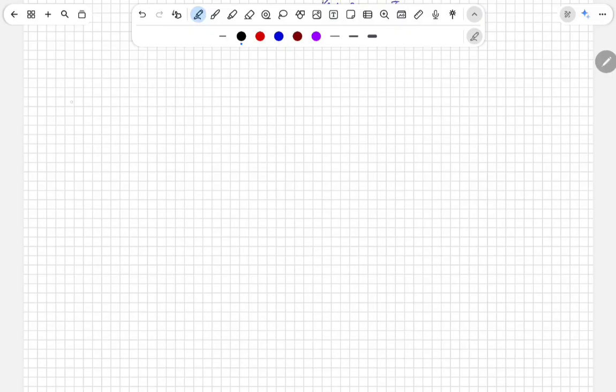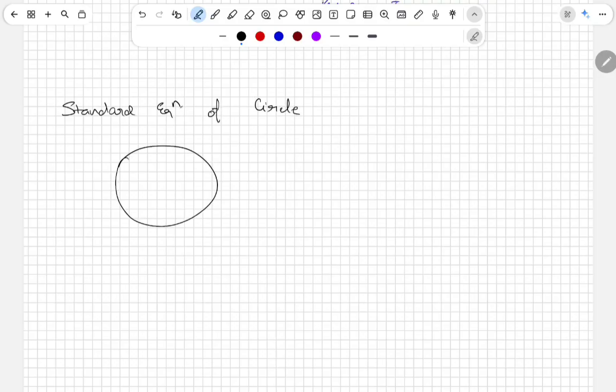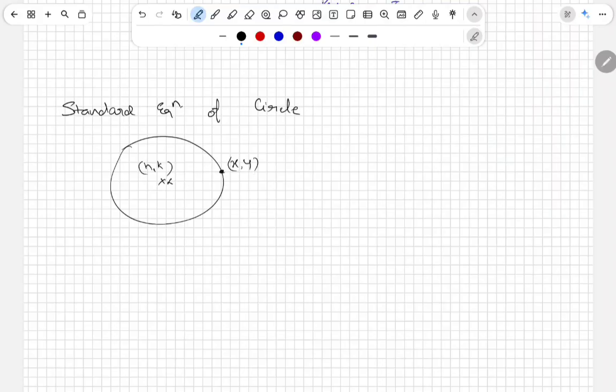Okay, so first of all, we have the standard equation of circle. We take a circle. This is our circle, this is our center. Let's say the coordinates of center are h comma k. Let's take any random point on the circle. It will be x comma y. Then the distance of the point from the center will be called radius.